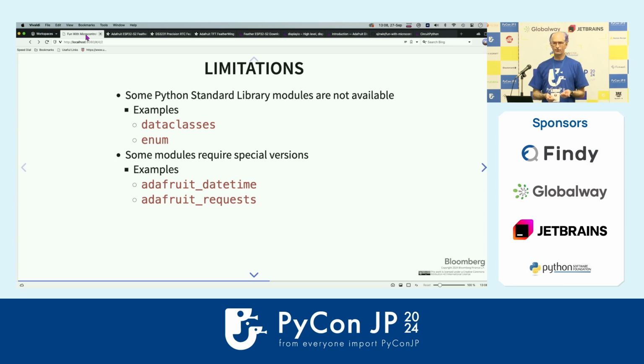Of course, nothing comes for free. There are some limitations. Because it's running on a resource-constrained device, some of the Python standard library modules are not available. A couple that I bumped into that I would have liked to have used for this project were data classes and enum. They just weren't available. There are other modules that are available, but in a specialized form for these devices. An example here are two that I used: the Adafruit datetime in order to get my datetime objects, and Adafruit requests in order to do my HTTP calls.